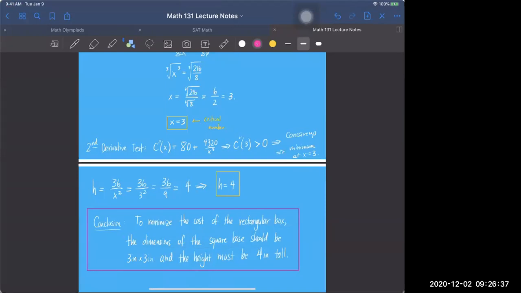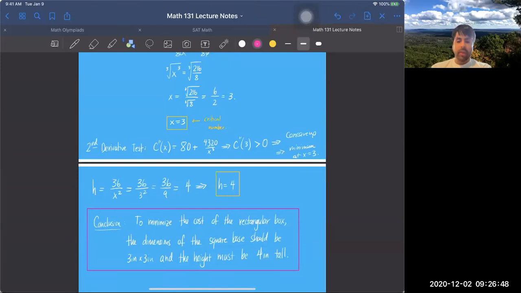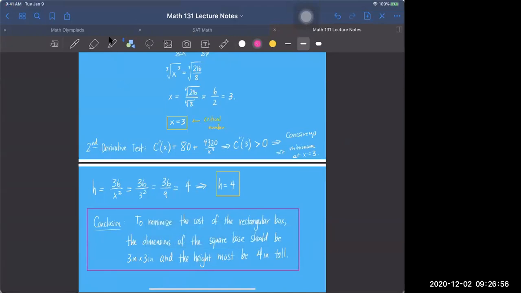So are we understanding the process here? Do we see how we get to the minimization of the cost? Yeah.